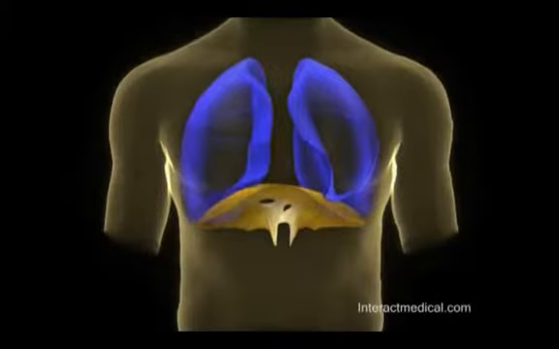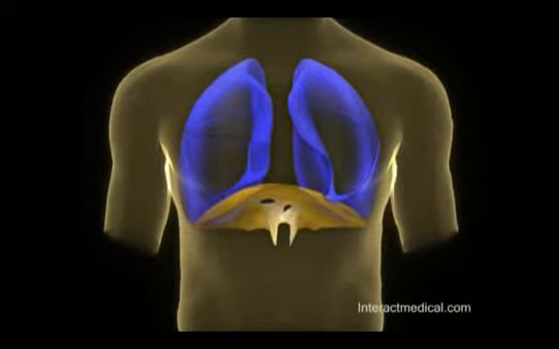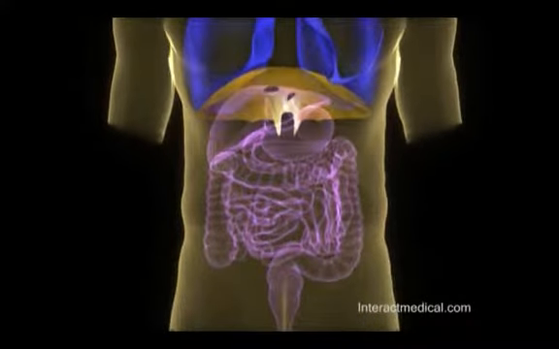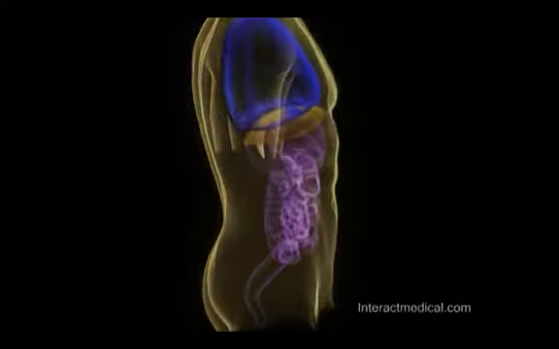As you can see, the diaphragm forms the floor of the thoracic cage, separating the thoracic cavity and the abdominal cavity. The relaxed diaphragm possesses the shape of a dome that projects superiorly into the thoracic cavity.